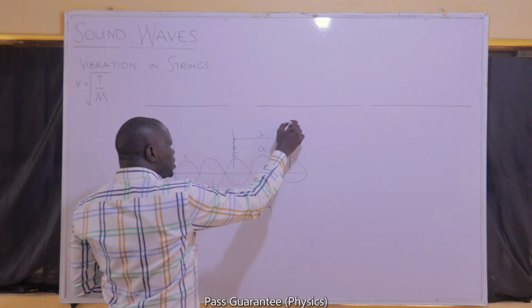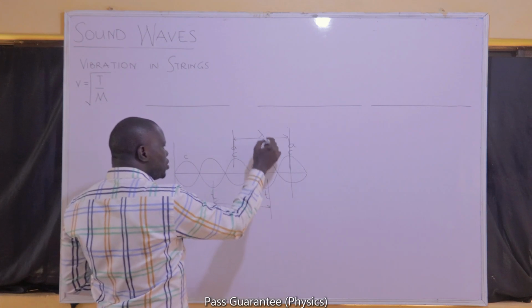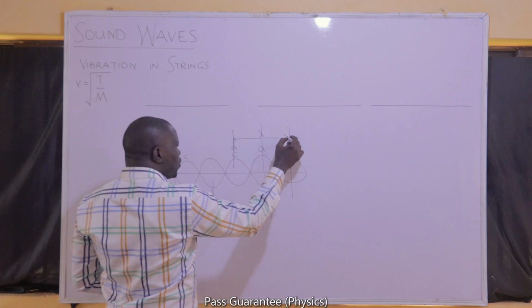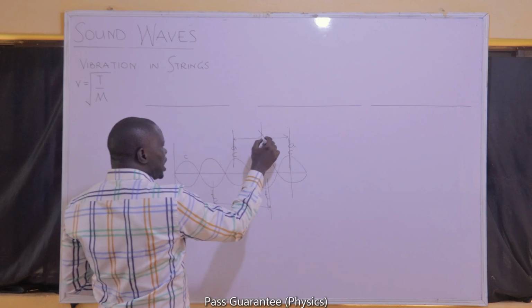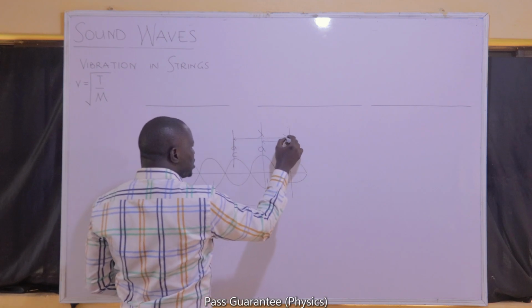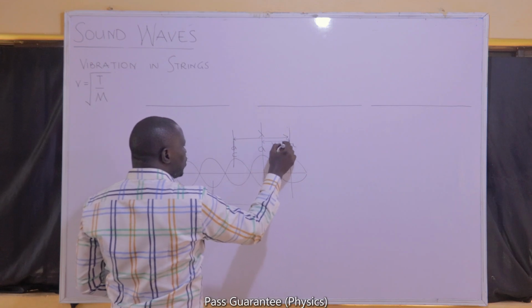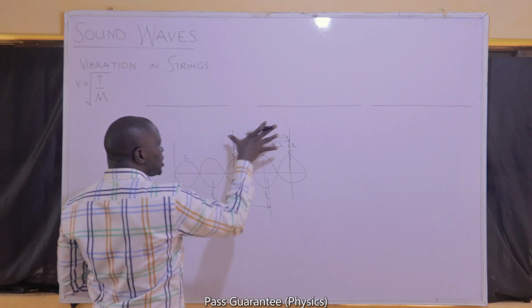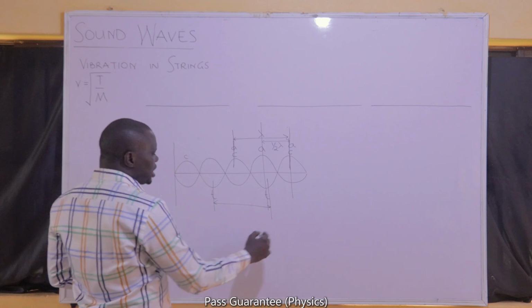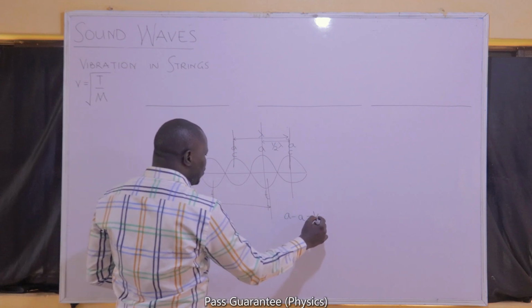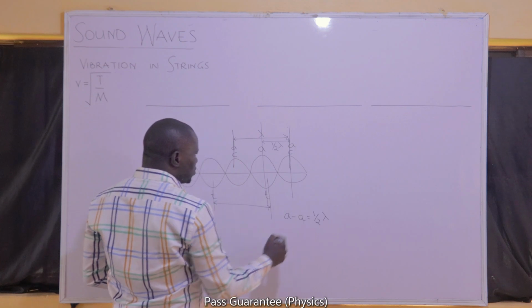So now the distance from an antinode, I wish to express it as the distance to the next antinode. If from here to here is a wavelength, I expect the distance between successive antinodes to be half of a wavelength, because it is half of the distance represented by the wavelength. So the distance from an antinode to an antinode, don't forget, is half of a wavelength.